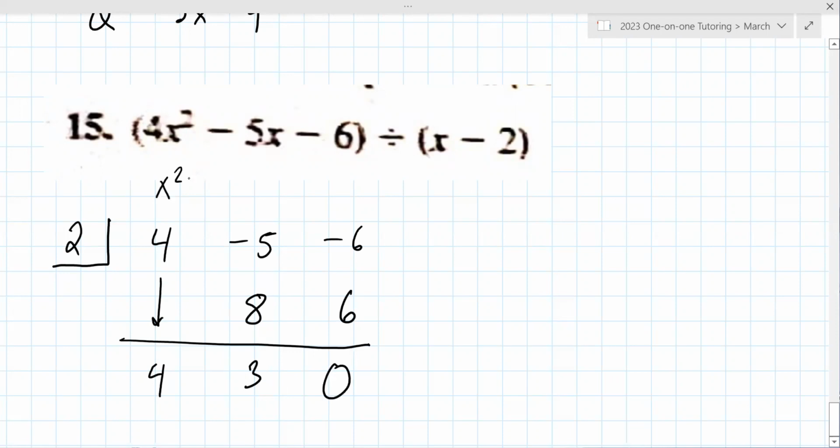So again, this was 4x squared. So this is now 4x because you got to go down by 1 power when you divide. This middle one was x and this last one was the constant. So you go down by 1 power. So it's 4x plus 3 is your quotient. I see.